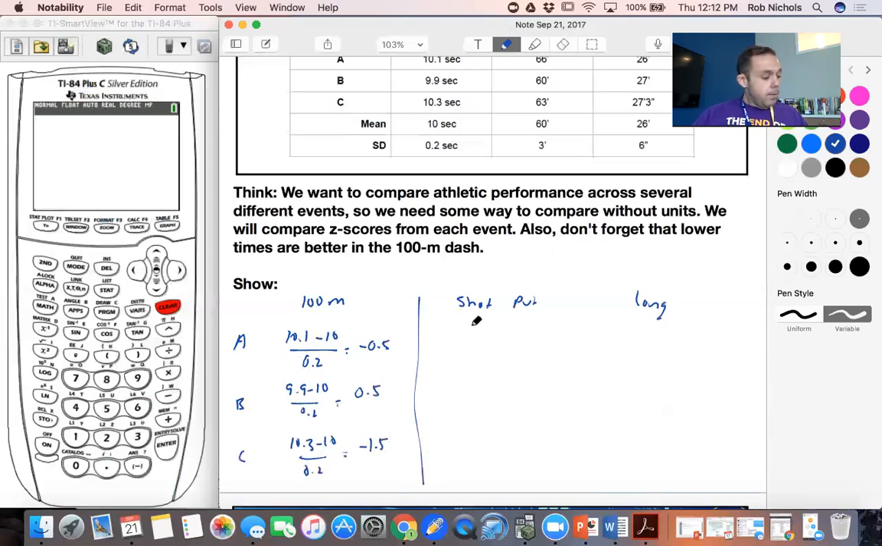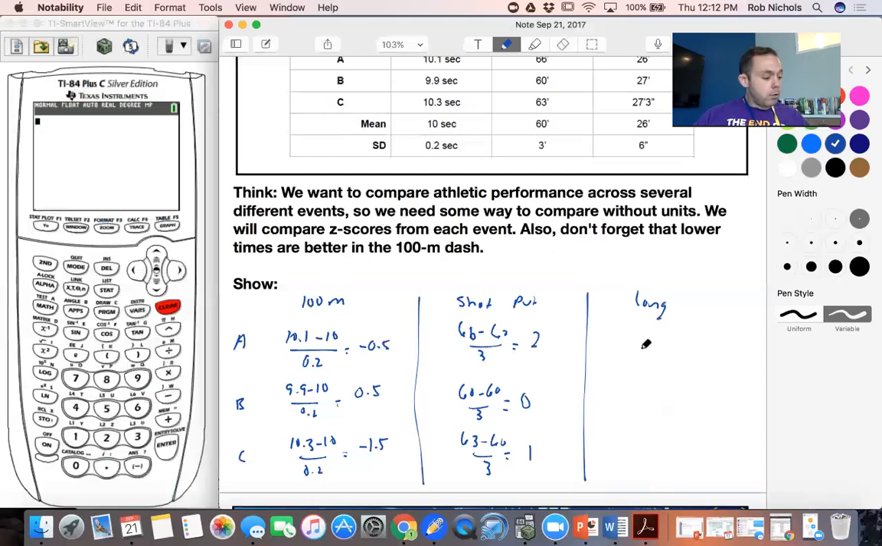Now for the shot put. Competitor A got 66 feet minus the average of 60 divided by the standard deviation of 3, and I get 2. Competitor B did a 60 minus the mean of 60 divided by a standard deviation of 3, and I get 0. And then competitor C got a 63 minus 60 over 3, and that gives me a 1.